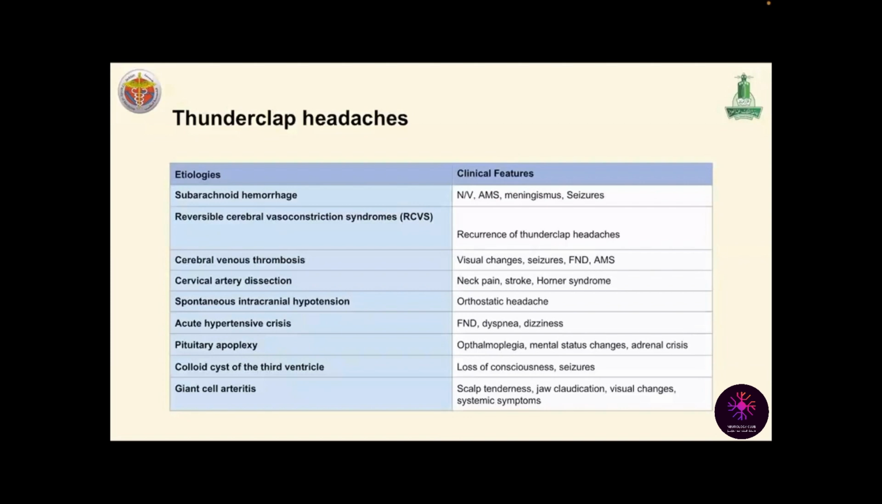Okay, so we're gonna carry on from where the recording stopped. I believe we reached the pituitary apoplexy. Okay, so we're gonna carry on with the causes of thunderclap headaches.